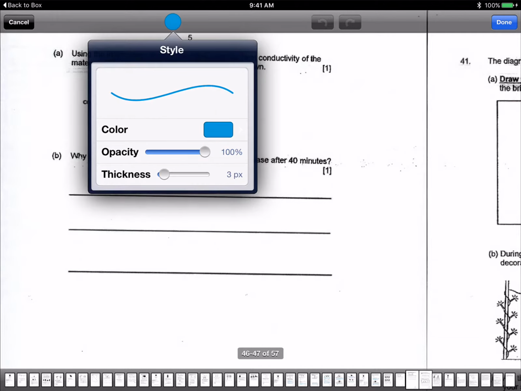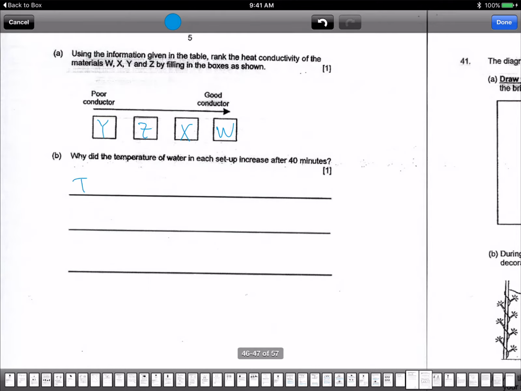But we say that the rod gains heat from the surrounding air and conducted the heat. Sorry, and heat is conducted.